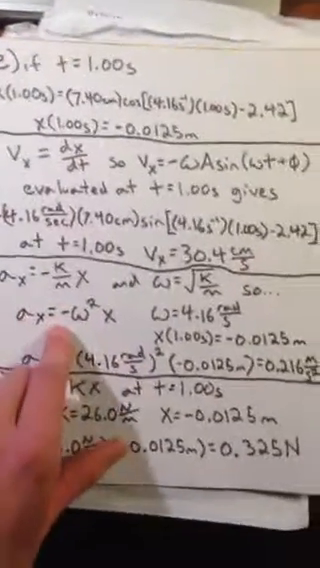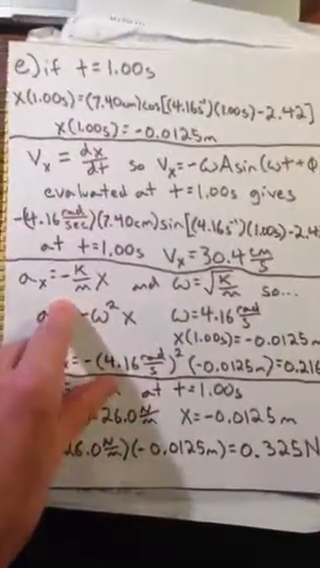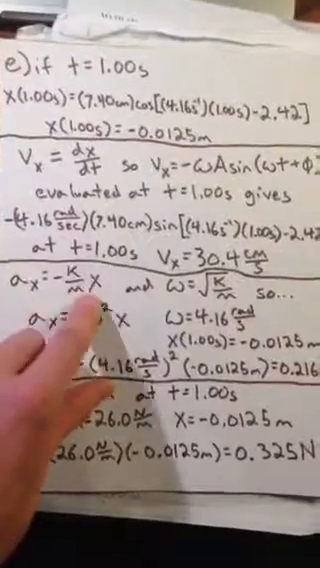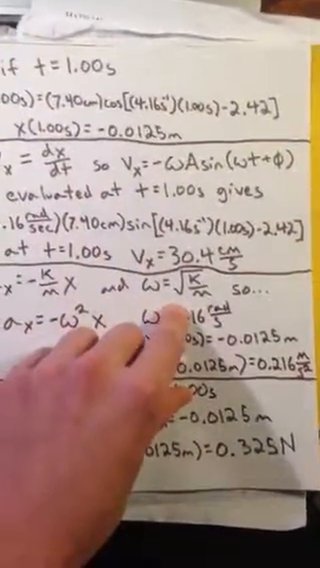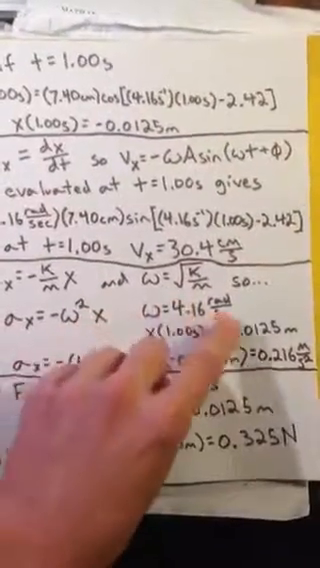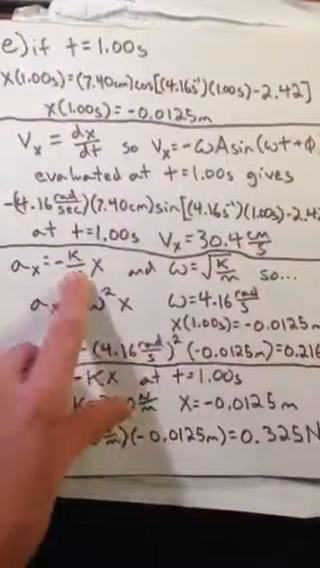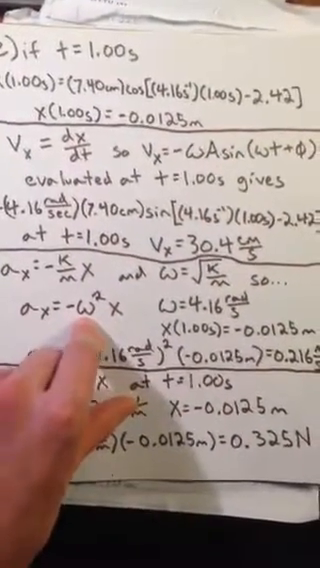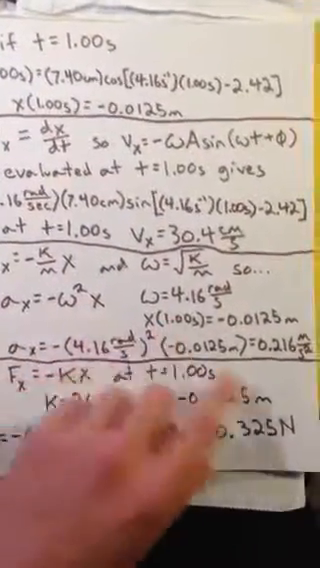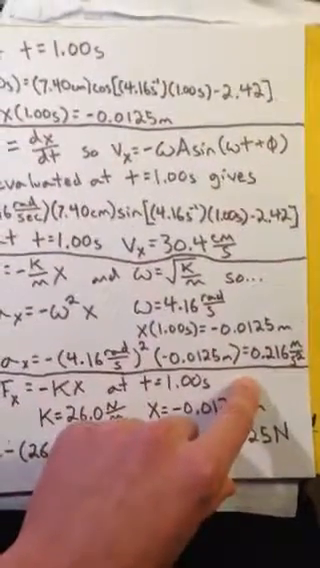We then find the acceleration. So the acceleration is negative k over m times x, and the angular speed is given by the square root of the spring constant over the mass. So when we take the square of that, we can solve for this equation. That's going to be negative times the angular speed squared times the displacement. When we put in our variables, we find it to be 0.216 meters per second squared.